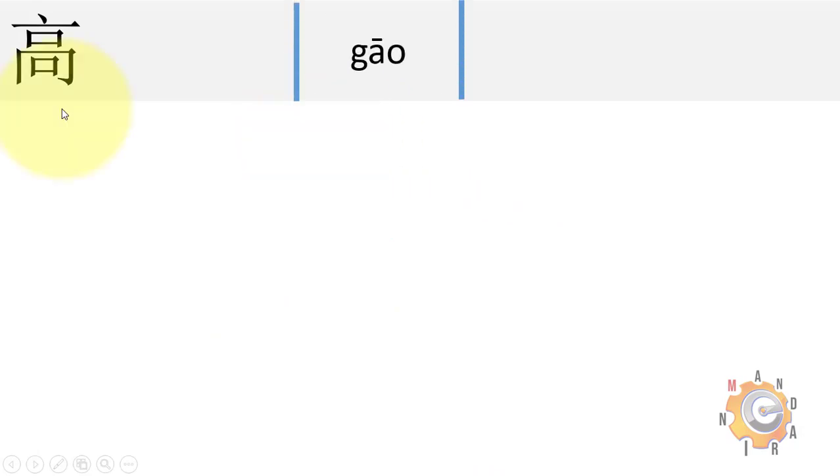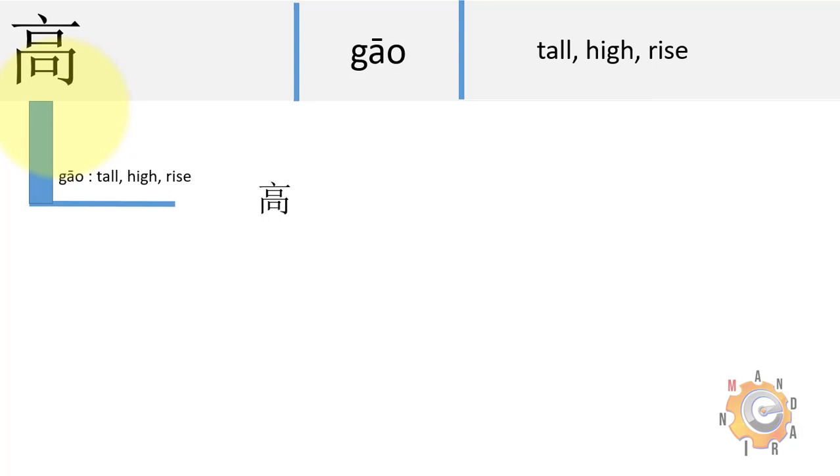高, which means tall, high, or rise. It is a very simple character and it can be decomposed into its components. So at the top of it, here is this character. Below it is this character. And the bottom one is this character. So this character can be decomposed into these three simple characters. So place them on top of each other and you will get this gao.